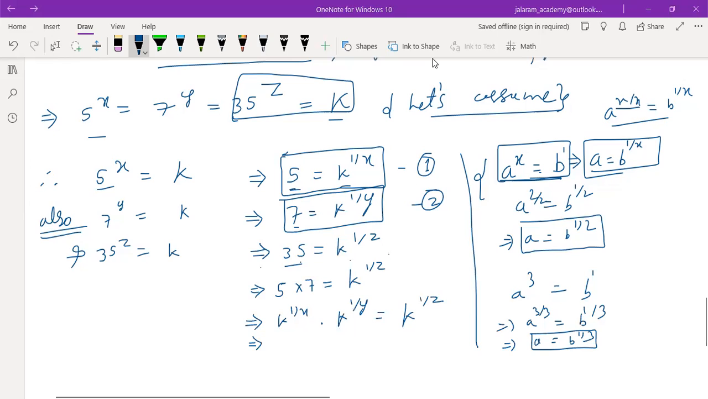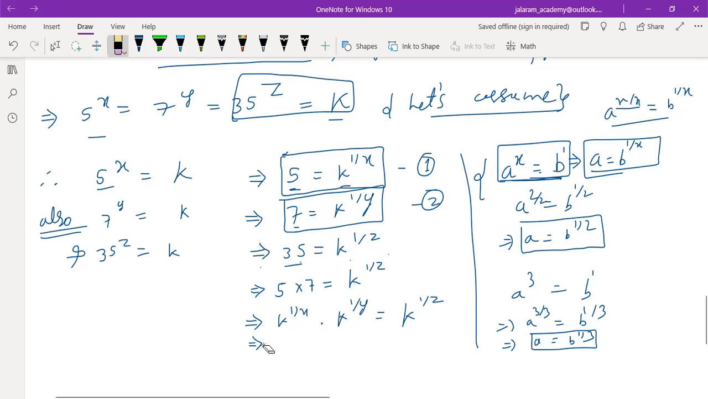K to the power 1 by x is equal to 5. Correct? Sir, k to the power 1 by x plus 1 by y. On the left hand side, k to the power, powers will be added. So 1 by x plus 1 by y.